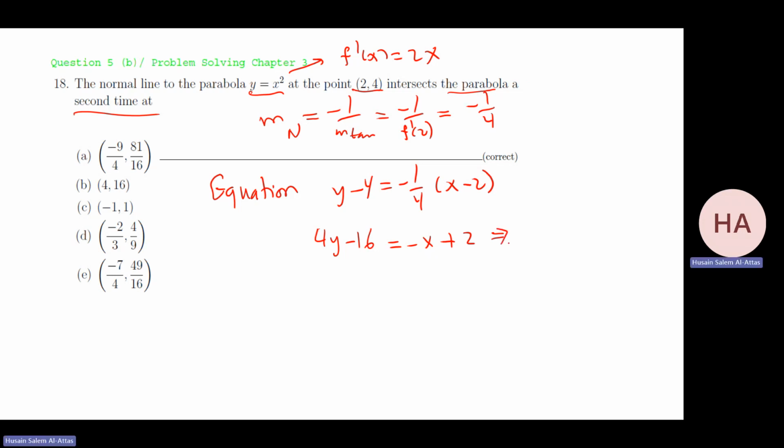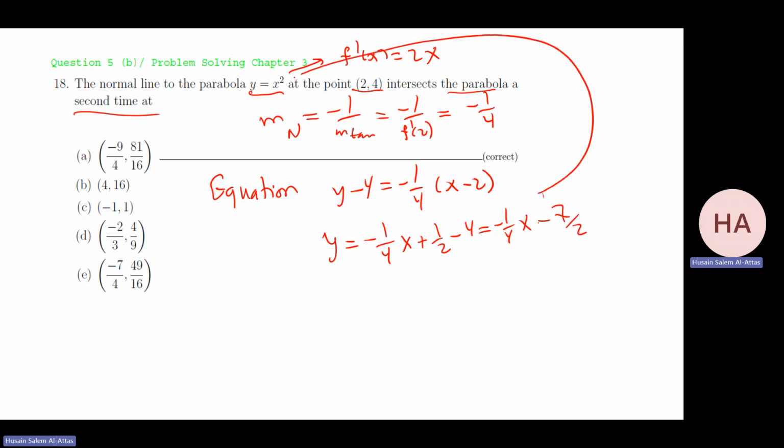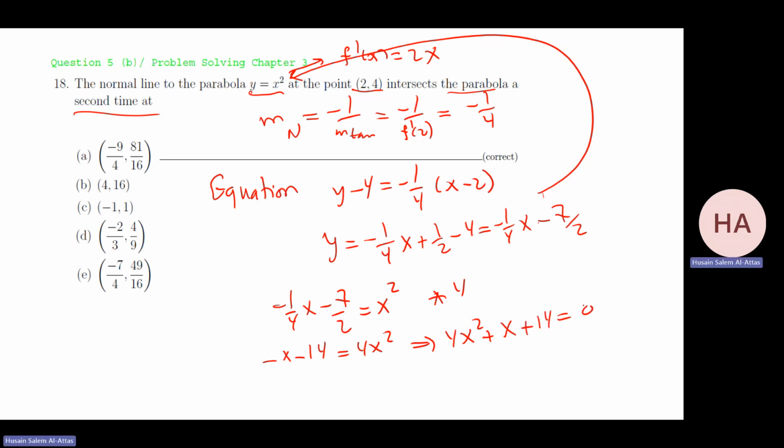So I have, oh, no need to do this because I need y equal. So y equal minus 1 over 4 x plus half minus 4, which is minus 1 over 4 x, half minus 7 over 2. I plug it here. So I have minus 1 over 4 x minus 7 over 2 equal x squared. Multiplied by 4: minus x minus 14 equals 4x squared. So I have 4x squared plus x plus 14 equals 0. Yeah, I made a mistake somewhere.